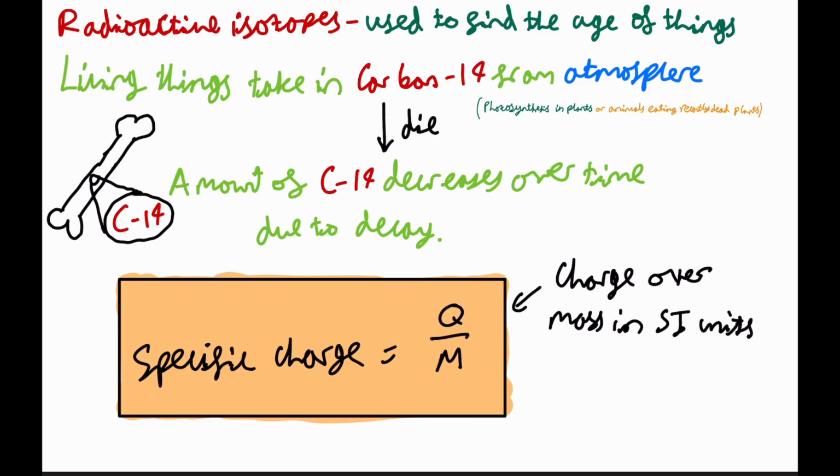It's just going to decay over time, so it's going to decrease. So you can find out the age of things by the amount of carbon-14 they have in them. And now, specific charge is a very important formula that they might ask you in the exam. Specific charge, if they ask you to find a specific charge, is just charge over mass in SI units, so Q over M. And this is just the formula for a specific charge.